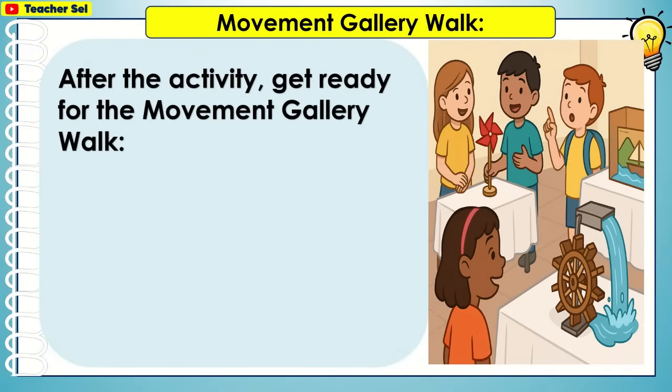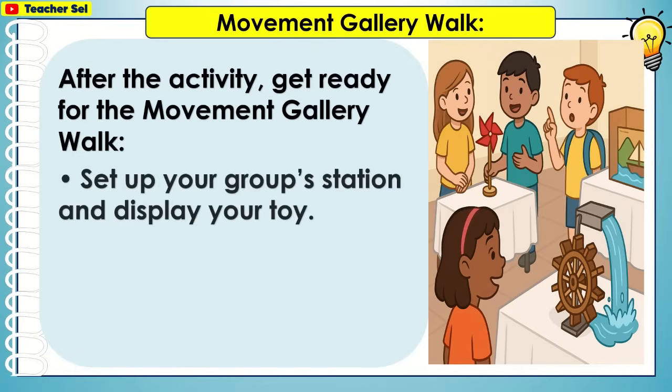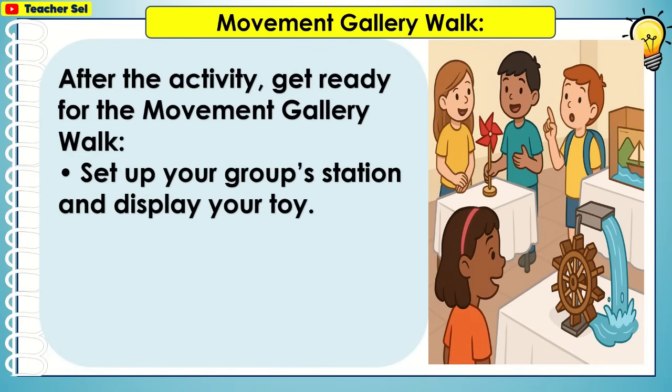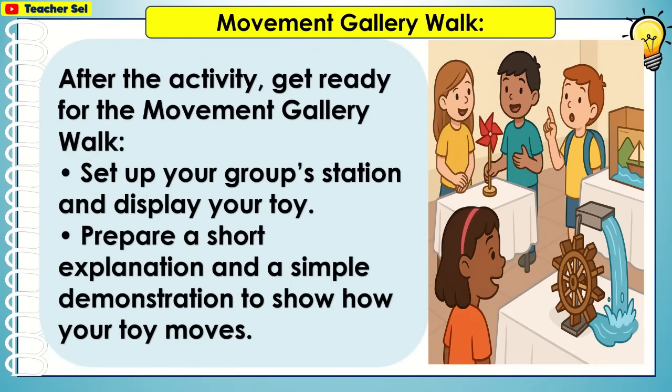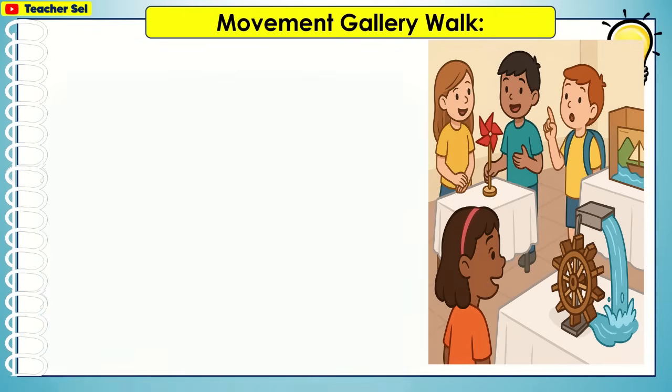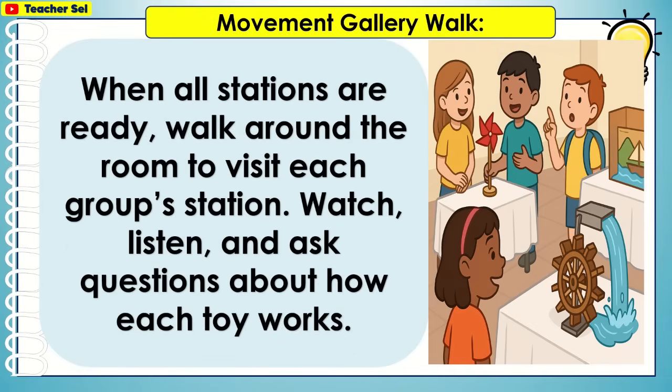Movement Gallery Walk. After the activity, get ready for the Movement Gallery Walk. Set up your group's station and display your toy. Prepare a short explanation and a simple demonstration to show how your toy moves. When all stations are ready, walk around the room to visit each group's station. Watch, listen, and ask questions about how each toy works.